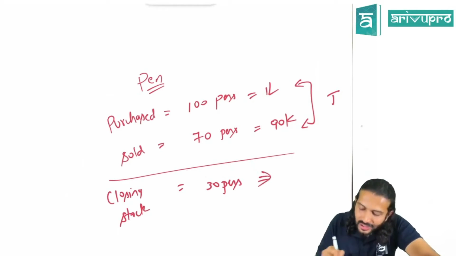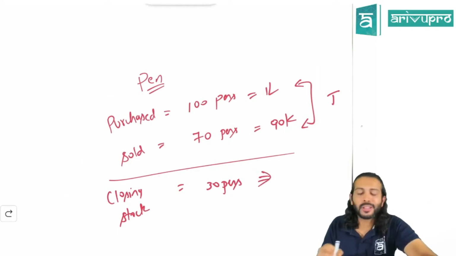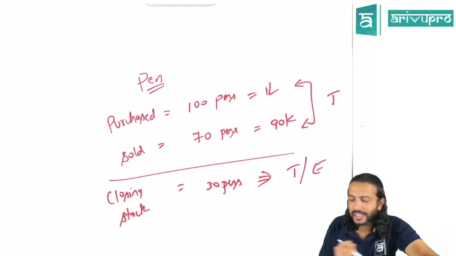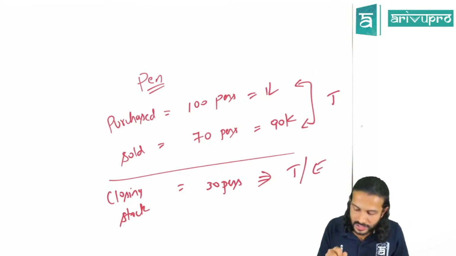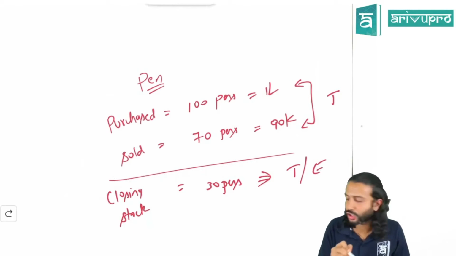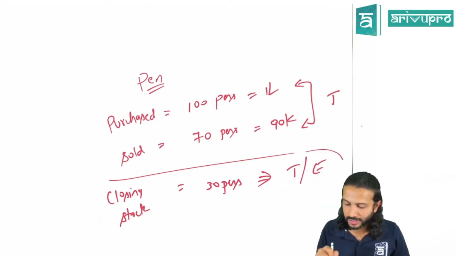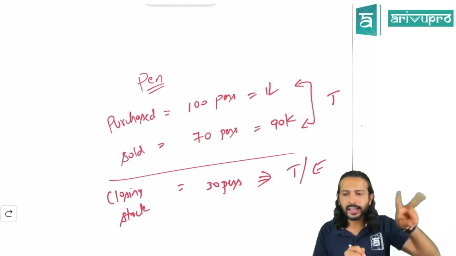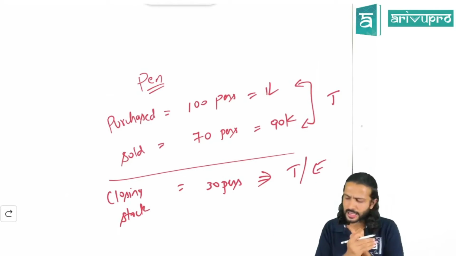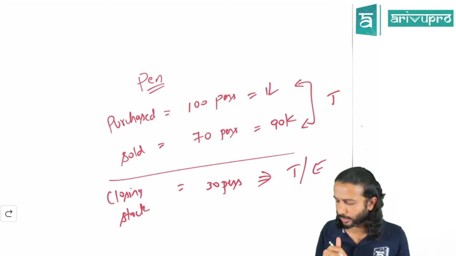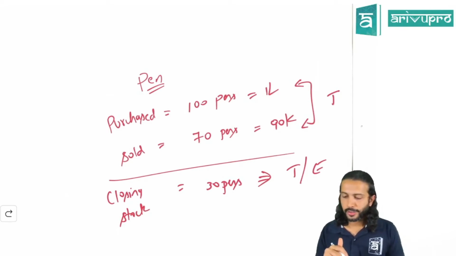Now, is this a transaction? These 30 pens, or this closing stock, is it a transaction or is it an event according to you? Can you tell me this? Confirm this to me. Transaction or event, T or E, that's all you type. T for transaction, E for event. That's all I'm looking for. Transaction or event?